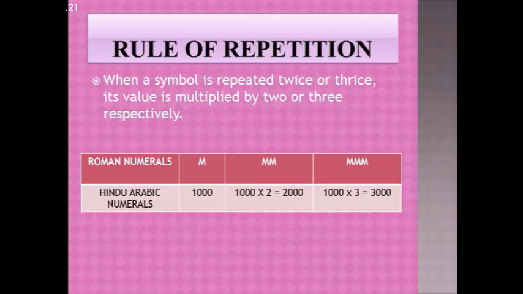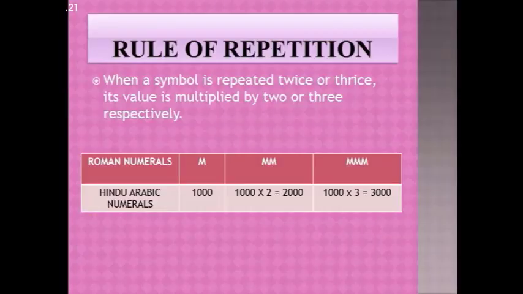The first rule says that when a symbol is repeated twice or thrice, its value is multiplied by 2 or 3 respectively. Just like you can see here, M is equal to 1000, but when M is repeated twice, it is multiplied by 2, which means 1000 into 2 is equal to 2000. And when M is repeated thrice, it is multiplied by 3, which means 1000 into 3 is equal to 3000.